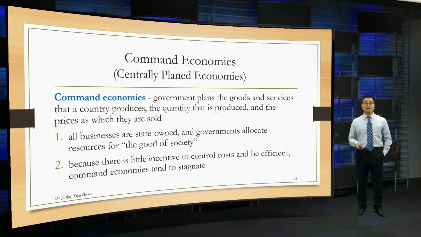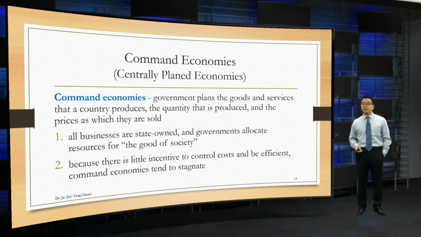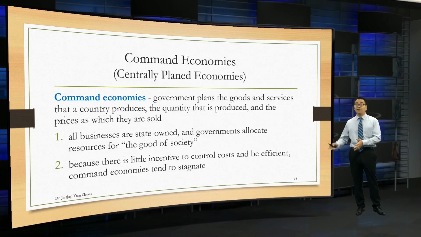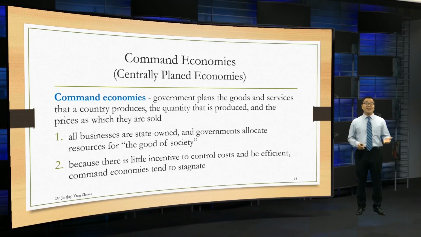The second type of economic system is command economies, or centrally planned economies. It means that government plans the goods and services that the country produces, the quantity that is produced, and the prices at which they are sold. Command economies have two major features. First, all businesses are state-owned, and the governments allocate the resources for the good of society. Second, because there are little incentives to control costs and to be more efficient, command economies tend to stagnate. The Soviet Union and North Korea were good examples of command economies.